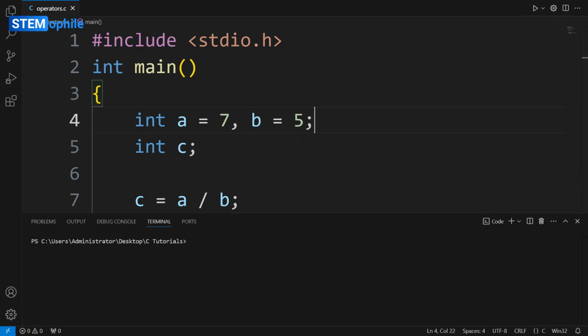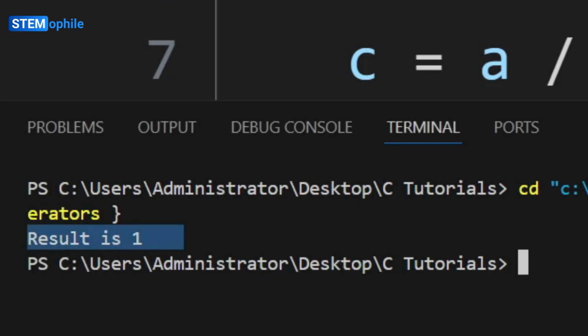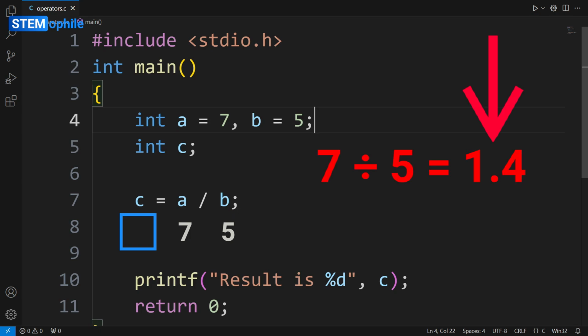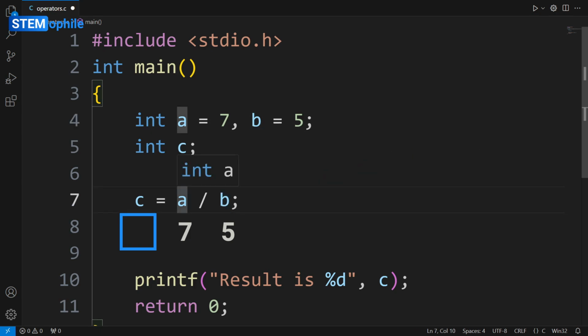If we run the program, it still says the result is 1, not 1.4. Why? Pause the video and think. Write the reason in comments section. Okay, the answer is a floating point number. But when both operands of the division are integers, the result becomes an integer. It ignores the decimal point. It only takes the integer part.